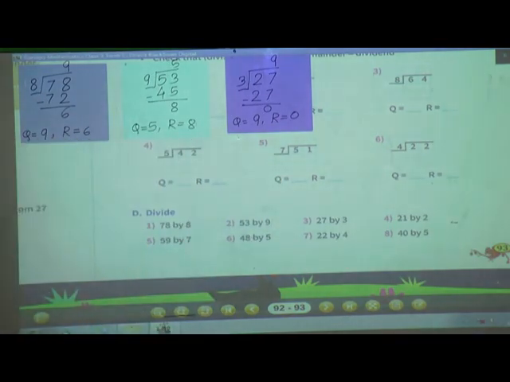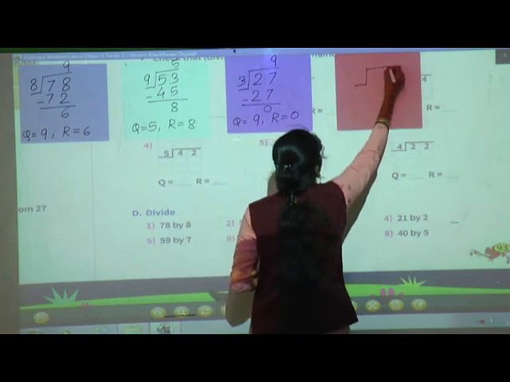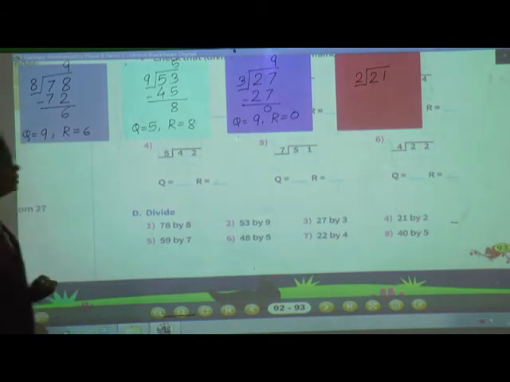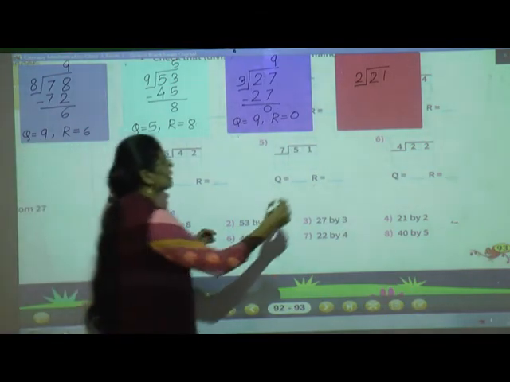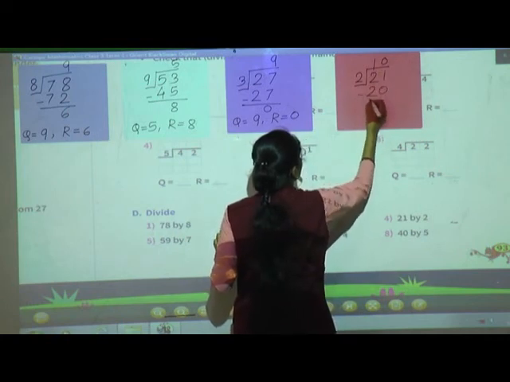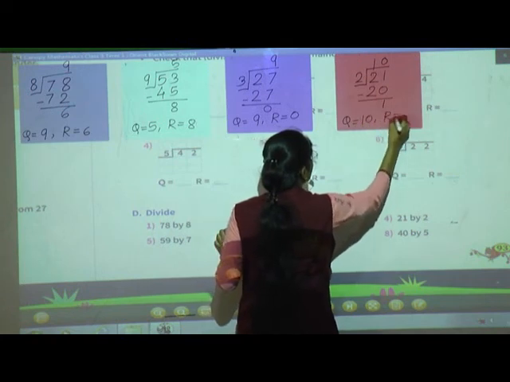Then see the next example, that is the fourth one. Read the example. 21 divided by 2. Now see the table of 2. Is 21 there? No. Smaller than 21? 20. 2 tens are 20. Now 21 minus 20, 1. So quotient is 10 and remainder is 1.